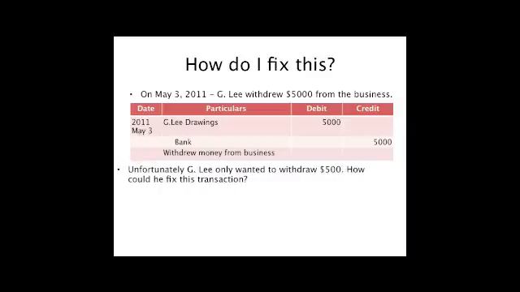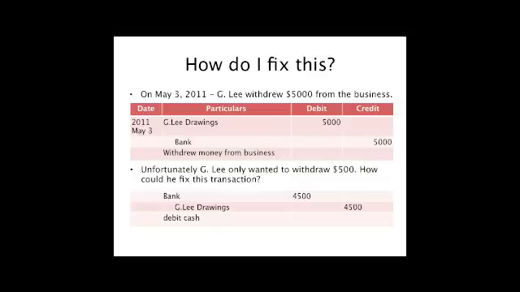However, there are some changes made to this transaction, where G. Lee only wanted to withdraw $500, but he withdrew $5,000. In order to fix this, $4,500 will be debited on the bank, because 5,000 minus 500 is 4,500, and G. Lee wanted to put back 4,500, so only 500 will be withdrawn. As a result, the account G. Lee drawing will be credited because 4,500 is put back in the bank, so the money that G. Lee owed to the company is decreased.